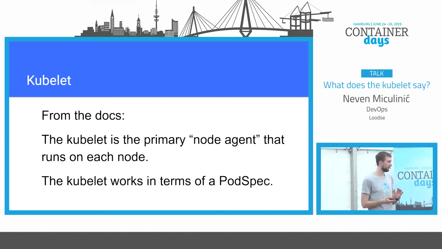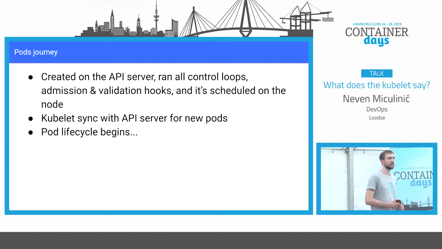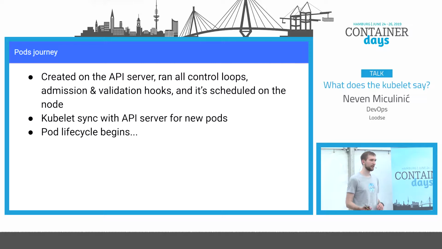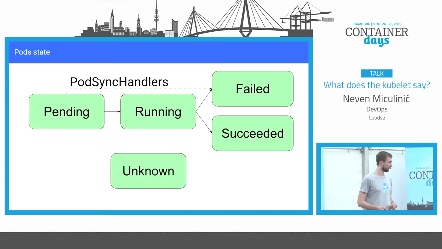So we start with the pod journey. First, it's created on the API server by either some controller like replica set or daemon set, or we create it manually. It runs through various validation hooks, admission hooks, mutating hooks, whatever. And finally, it's scheduled on the node. The kubelet periodically syncs with the API server to check if there are new pods it should be running. If so, the pod lifecycle begins.